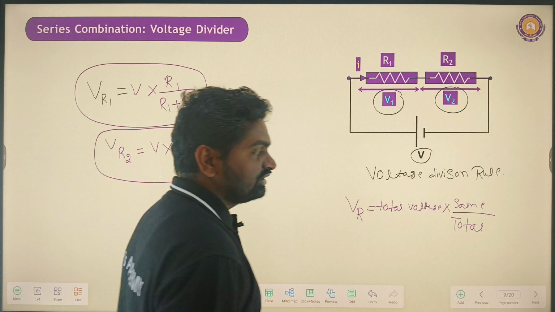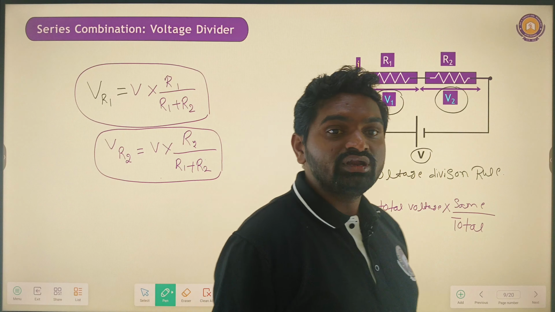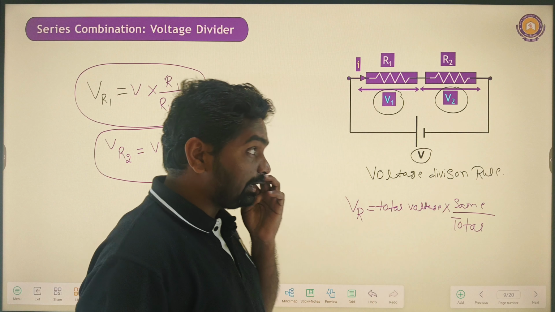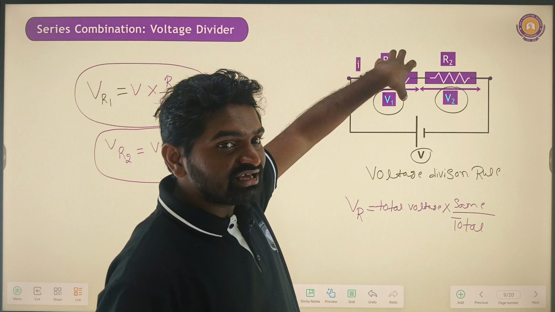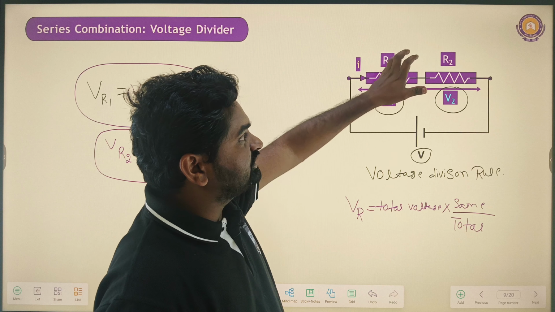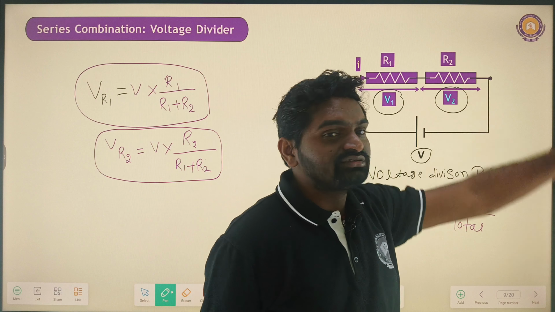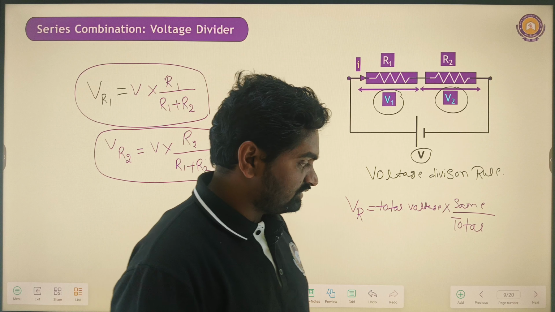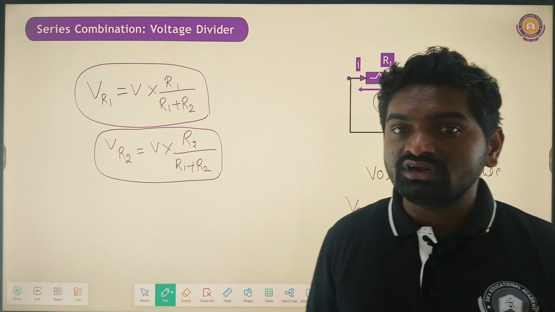Same resistance by total resistance. This is the voltage division rule. Clear na? So okay na? Because in series connection voltage is divided but current is the same. So that's why R1 has a separate voltage and R2 has a separate voltage. So this is the voltage division rule.